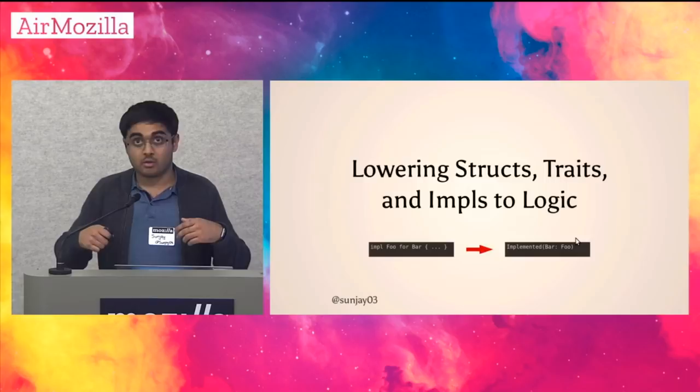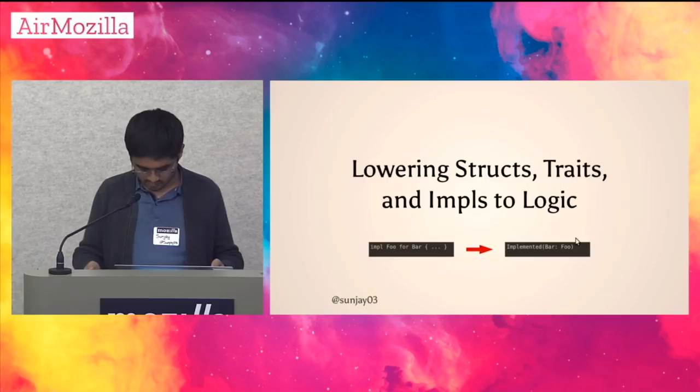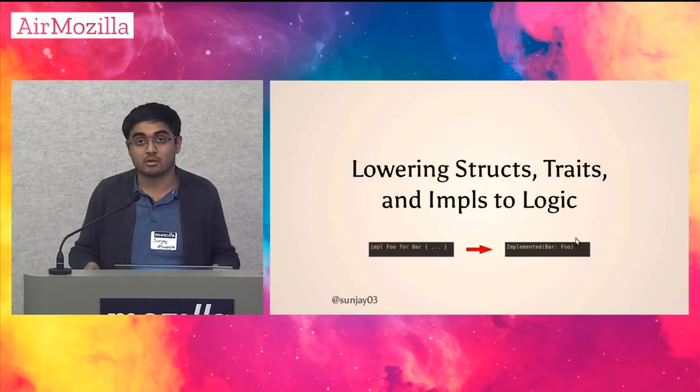Okay, so now that we know some basic parts of logic programming, let's talk about how Chalk takes your Rust program and turns it into logic. I mentioned earlier that Chalk is the new trait system implementation and that it uses logic programming to model the rules of the trait system. Well, lowering is the name of the process in which Chalk takes each declaration in your program and turns it into logical predicates that are similar to what you saw before.